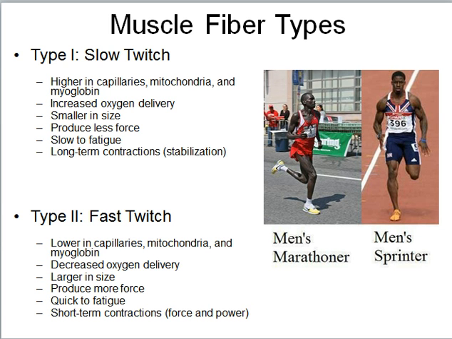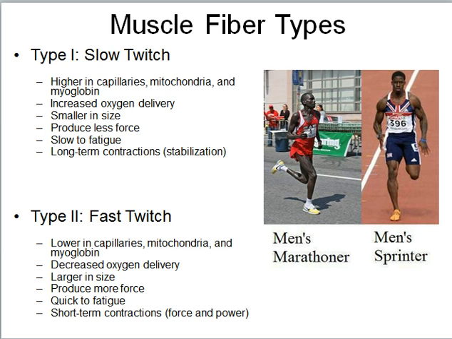Slow twitch is more like adults. We have a little more endurance. We can get a lot more done. We're not quite as hyper as our children, right? So the type 2 fast twitch muscle fibers are like those little kids that just go, go, go, and then they just kind of drop. So they're lower in capillaries.